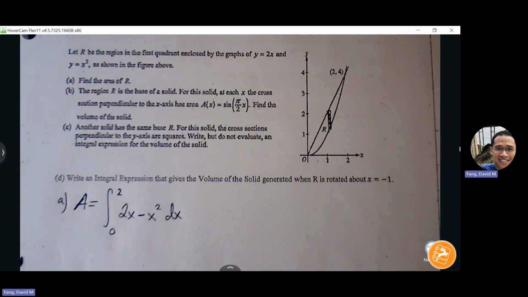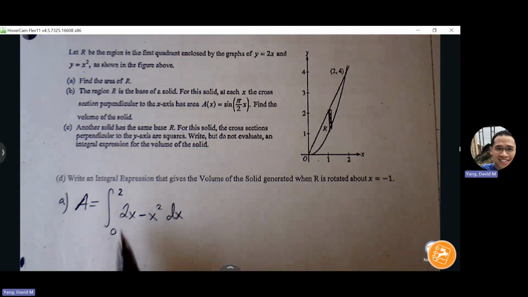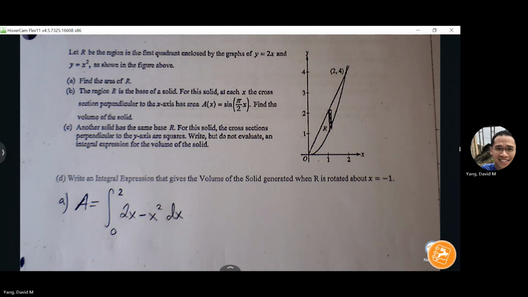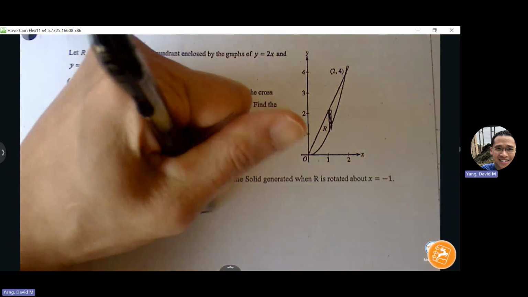Okay. And then when we do area, we don't add anything to this. There's no pi, there's no parentheses squared, right? That's volume, that's washer or disk or cross section. Okay, so we can plug this in our calculator.